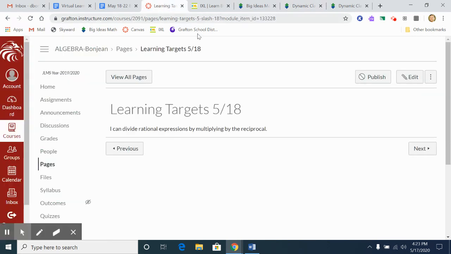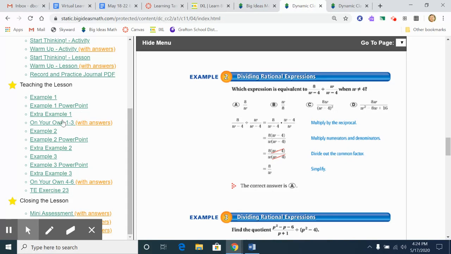So that is your learning target today: I can divide rational expressions by multiplying by the reciprocal, basically, of that second fraction. All right, so let's take a look at a couple examples of what that's going to look like.